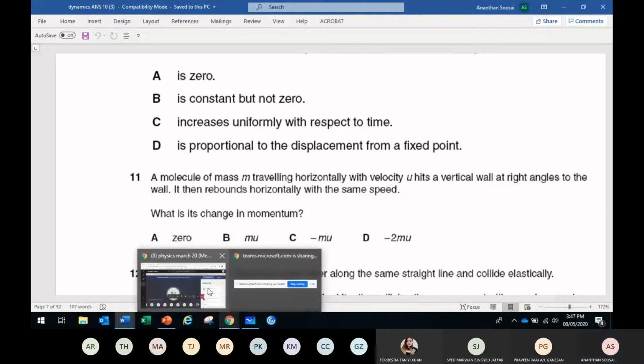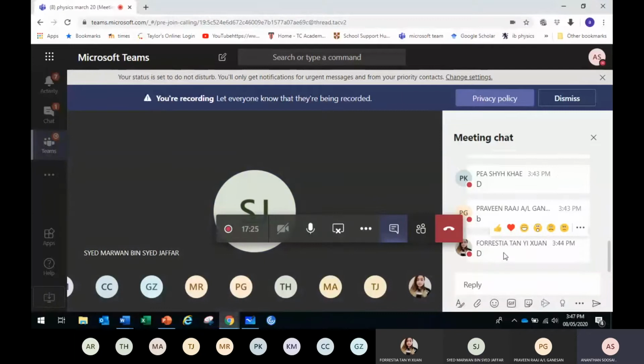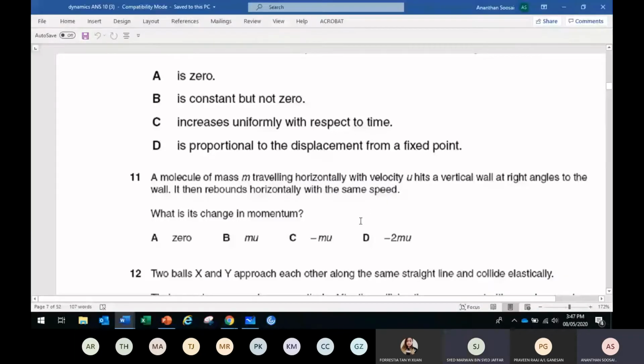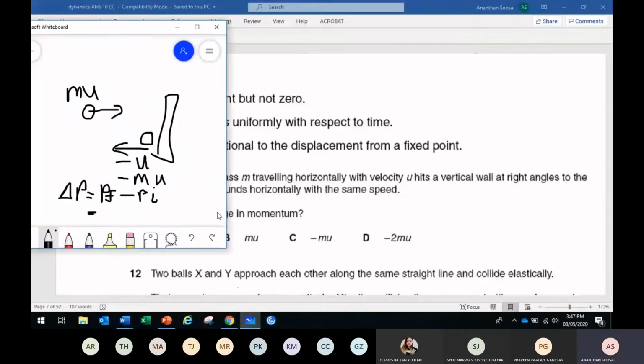Some of you put the answer D. Okay, let's go for D. Negative 2 mu. So the final momentum is negative mu, minus the initial momentum mu. So finally you get negative 2 mu. Yes, correct. The answer should be D. The magnitude is 2 mu, but the negative tells the direction. The direction is to the left. The change of momentum happens to the left.